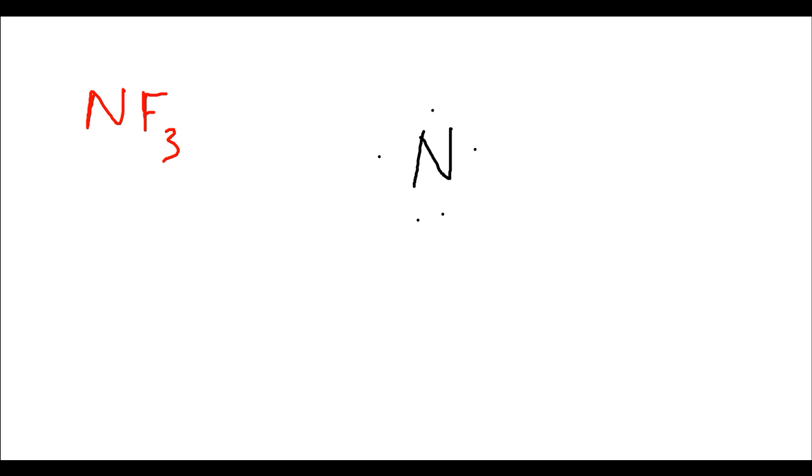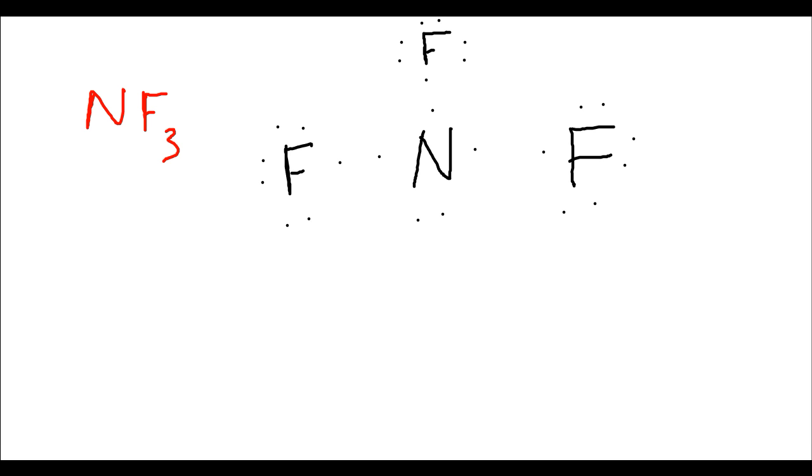Now, if we look at fluorine, fluorine is in group 7A, so that tells me that we've got 7 electrons in its outer shell. So I'm going to put one here, one here, and one here. You'll notice I lined up those single electrons just to make it a little bit easier.